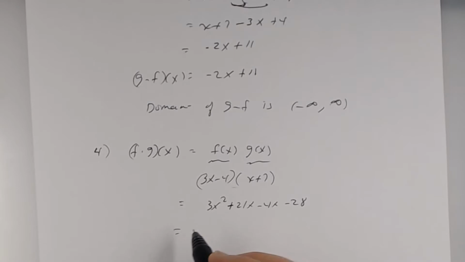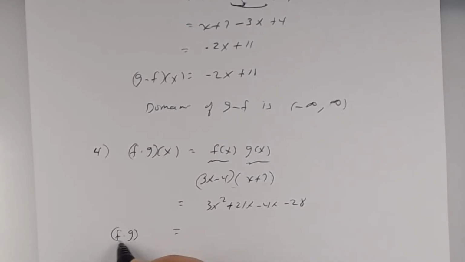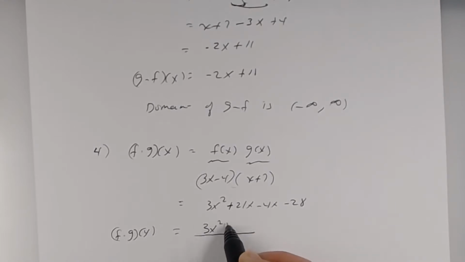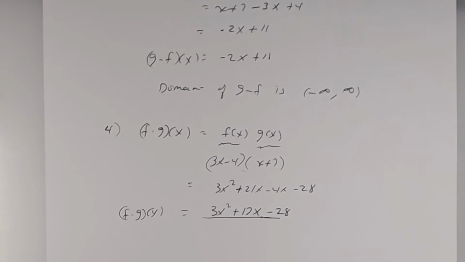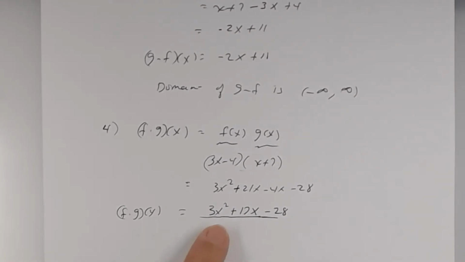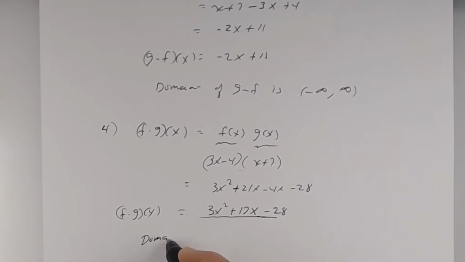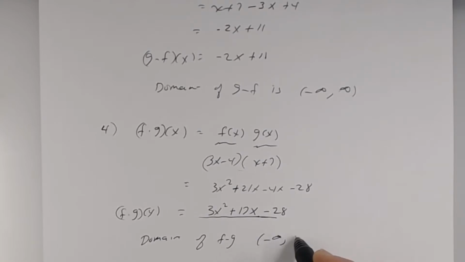You found your answer. f times g at x is equal to what? 3x squared plus 17x. And then what? Minus 28. What kind of function is this? I want to use another word. Polynomial. So what's the domain of this polynomial function? Real numbers. I can use any number for x.